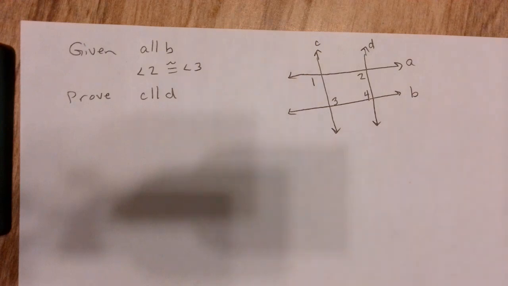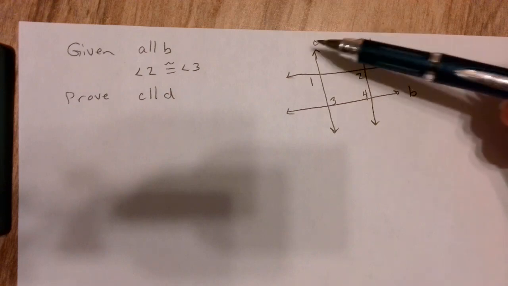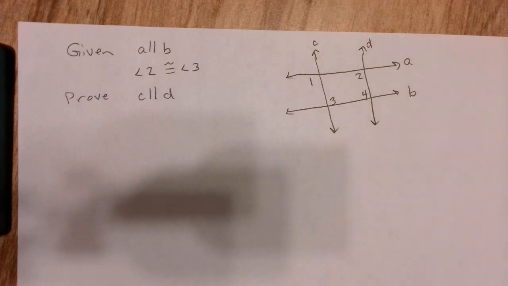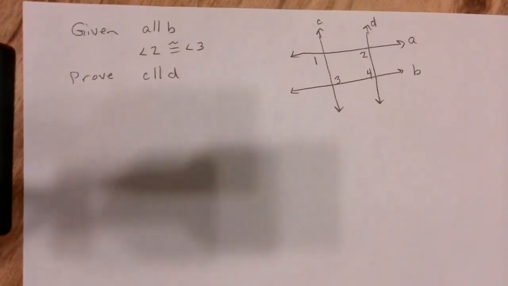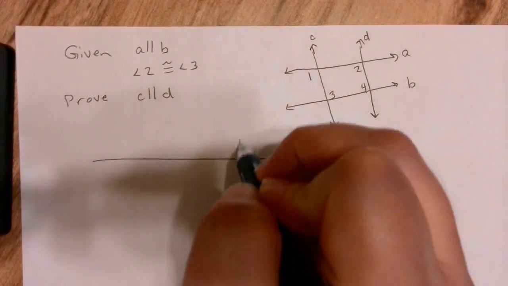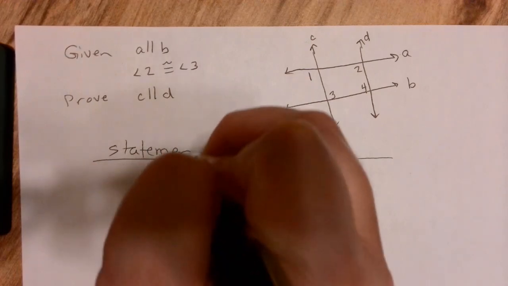All right, so we are given that A is parallel to B and angle 2 is congruent to angle 3. We are going to try to prove that C is parallel to D. And then we have line A and line B, line C and line D, and then we have some angles 1, 2, 3, and 4 labeled to help make the proof a little bit easier, just using the numbered angles. And let's do a 2-column proof. Statement on the left, reason on the right.